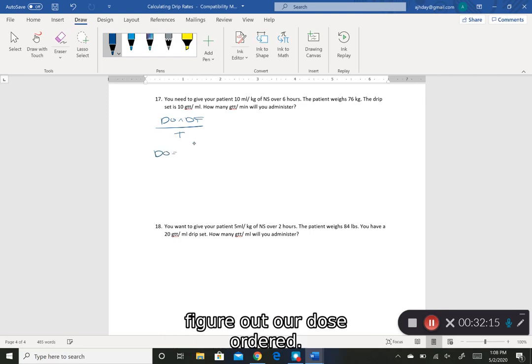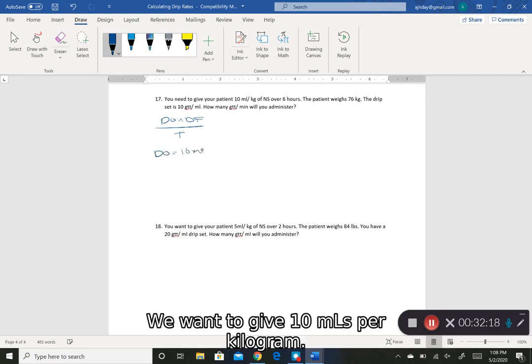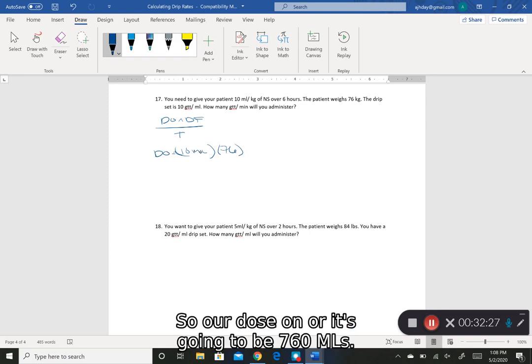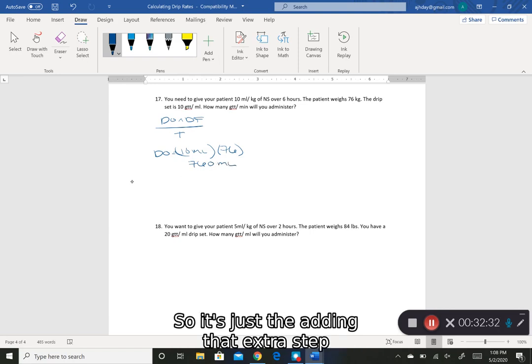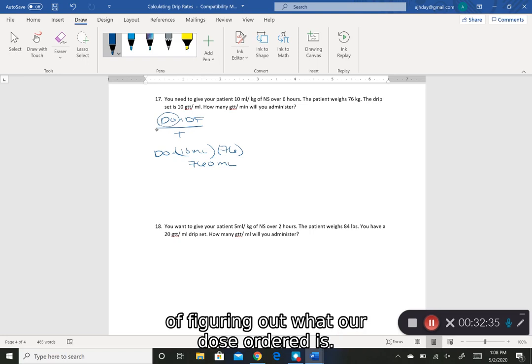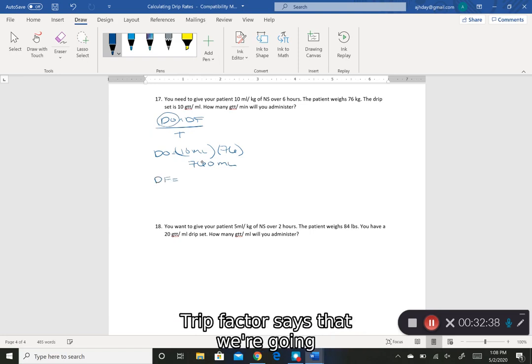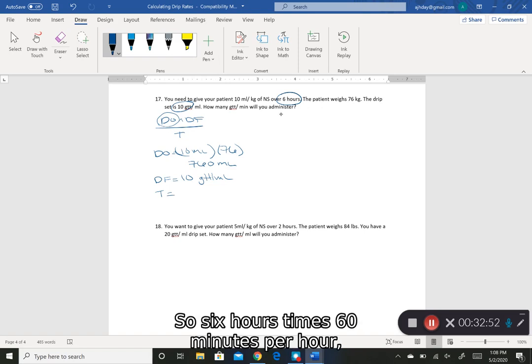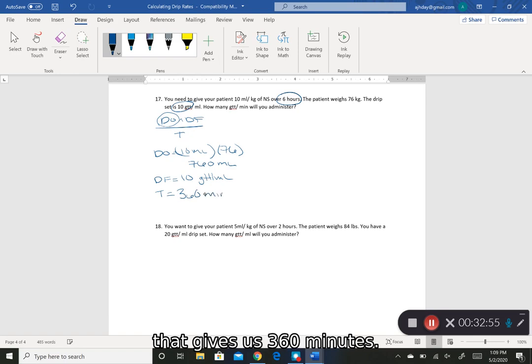The thing is we have to figure out our dose ordered. We want to give 10 mLs per kilogram. So our dose ordered is actually going to be 10 times 76, which is 760 mLs. So it's just adding that extra step of figuring out what our dose ordered is. Drip factor says we're going to use a 10 drop per ml set. And our time is going to be 6 hours. So 6 hours times 60 minutes per hour gives us 360 minutes.